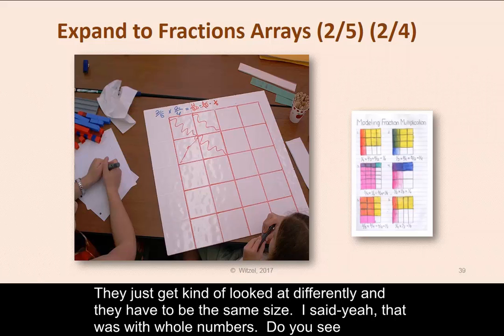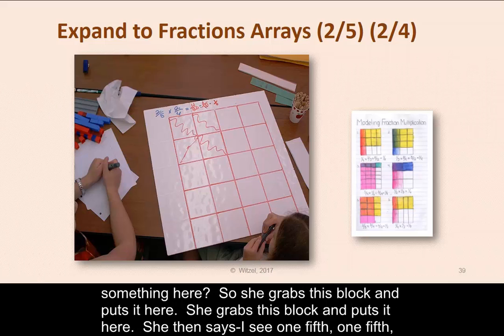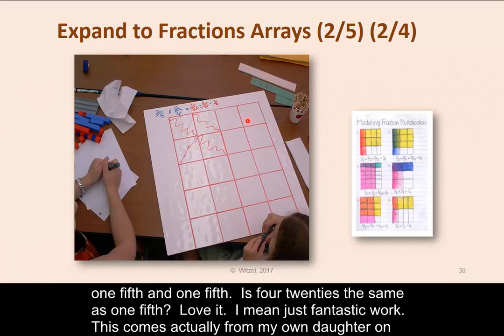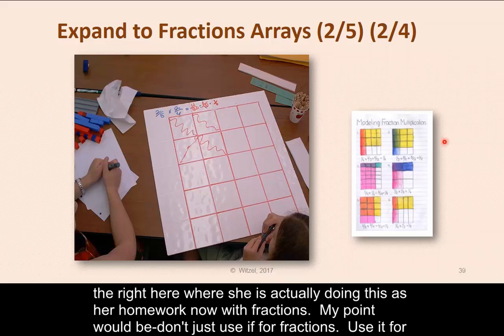Do you see something here? So she grabs this block and puts it here. She grabs this block and puts it here. She then says, I see 1/5, 1/5, 1/5, and 1/5. Is 4/20 the same as 1/5? Love it. I mean, just fantastic work. This comes actually from my own daughter on the right here, where she's doing this as her homework now with fractions. My point would be, don't just use it for fractions, use it for decimals as well.